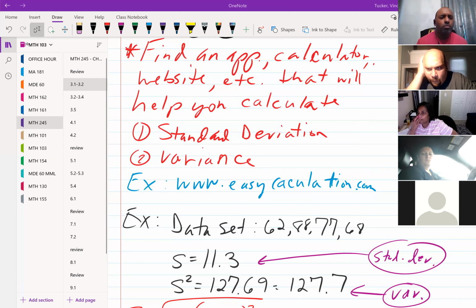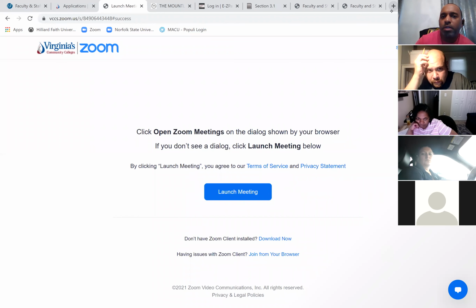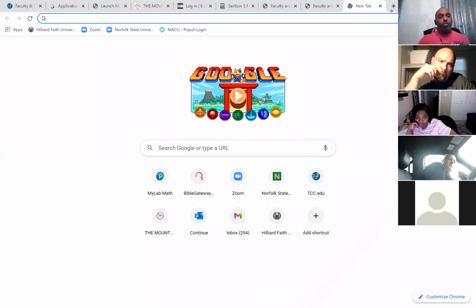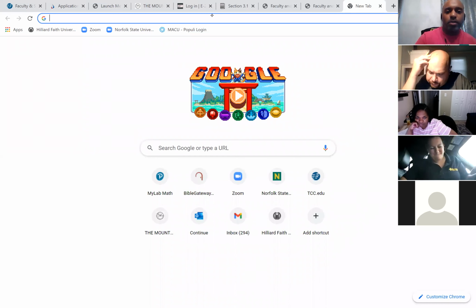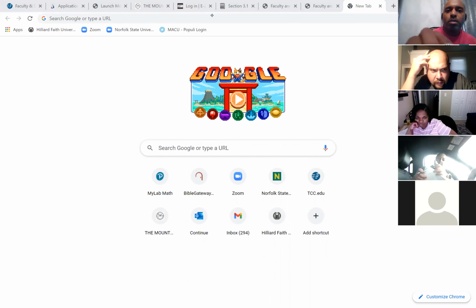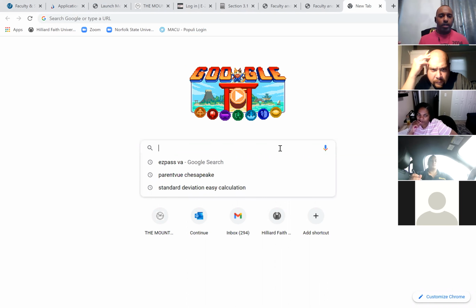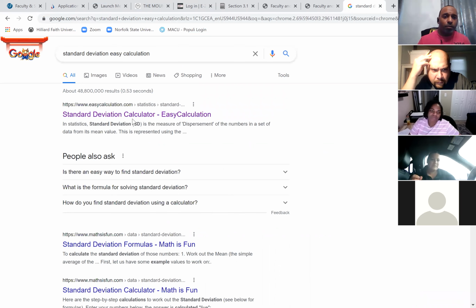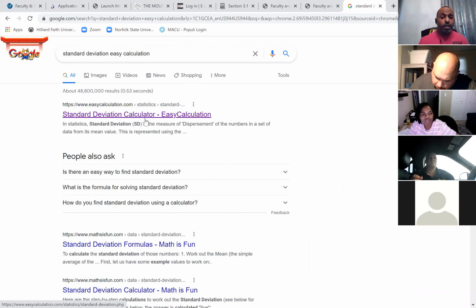Did I hear somebody else saying something? Oh, okay. All right. So let's go to internet real quick. Let's go to Google. So if I wanted to, and let me make sure you guys are seeing my right screen. Okay, cool. So if I wanted to find something that can calculate standard deviation, you see I even got it already here, standard deviation, easy calculation. And notice the first one that comes up, standard deviation, easy calculation. So if I'm trying to find something, I put what I'm trying to find and then easy calculation. And easycalculation.com is the first one.